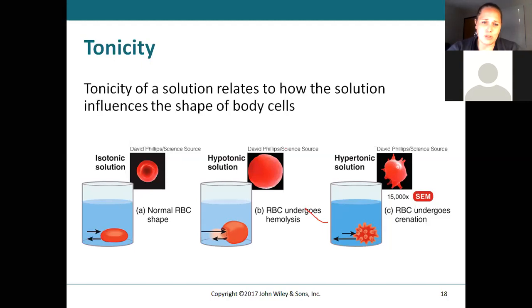In a hypotonic solution, there are more molecules or solutes inside the cell than outside, so the water is rushing in, and so that causes the cell to expand and sometimes lyse.